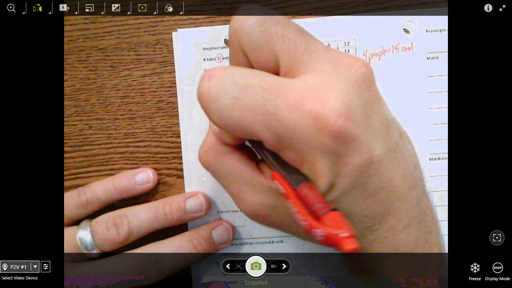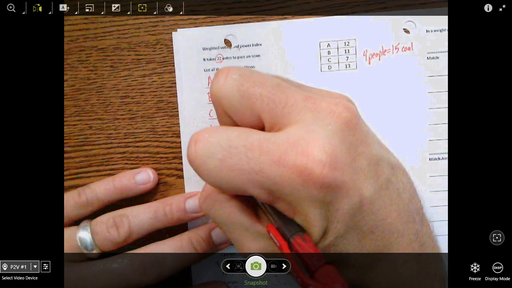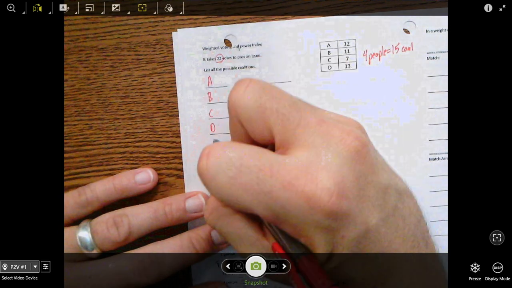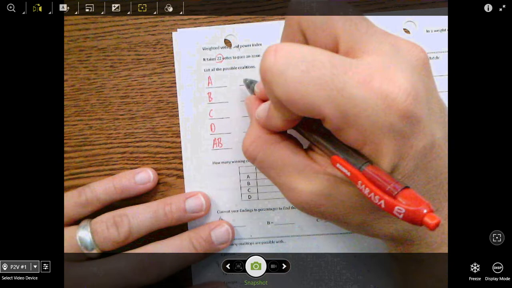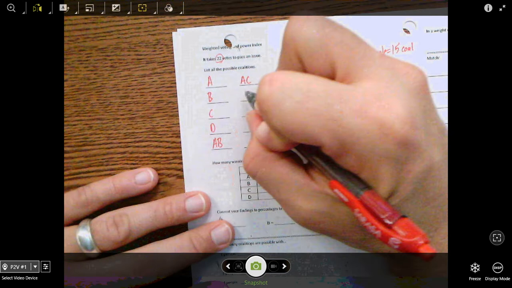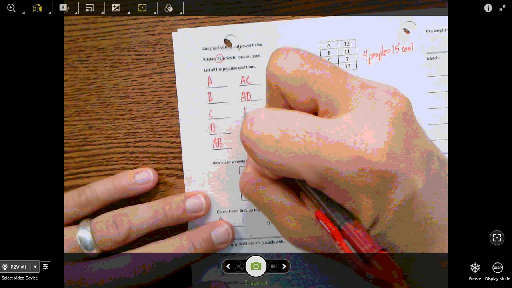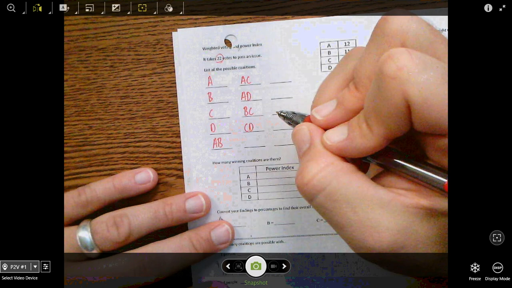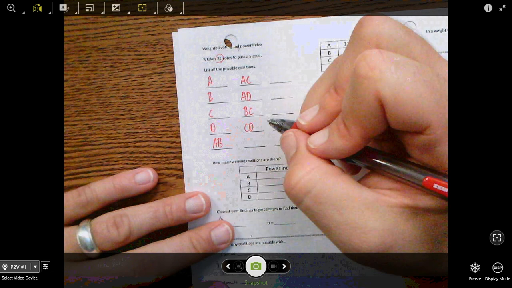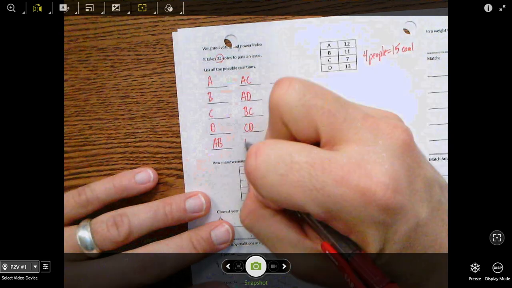So A, B, C, and D. Those are all my singles. Now it's time to pair them up. A, B can vote together. AC, AD, BC, CD. Let's see, am I missing one? I think I am. Oh, BD.